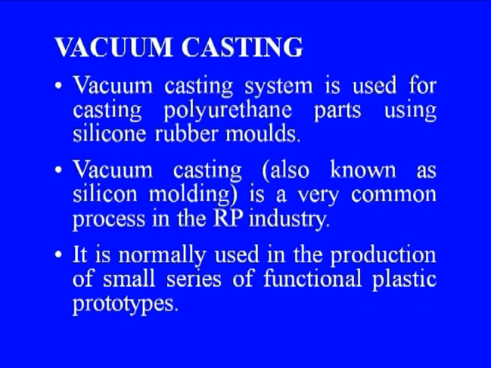Let us discuss another application of this process. This is vacuum casting. Vacuum casting system is used for casting polyurethane parts using silicone rubber molds. Vacuum casting, which is also known as silicone molding, is a very common process in the rapid prototyping industry. It is normally used in the production of small series of functional plastic prototypes.